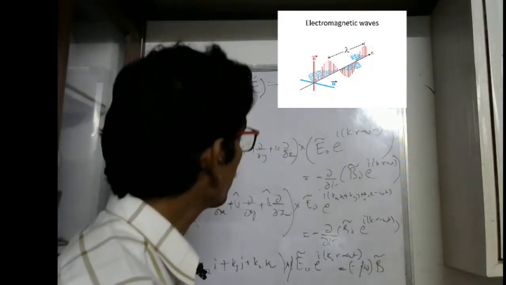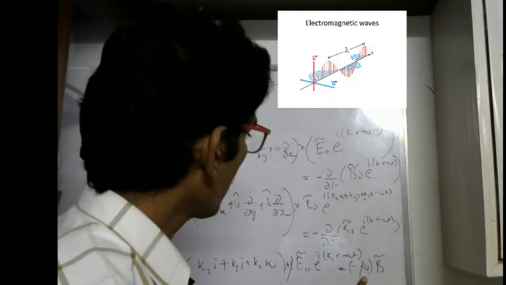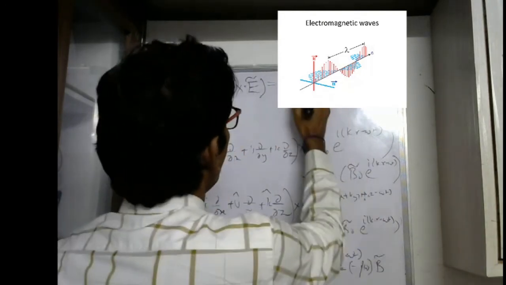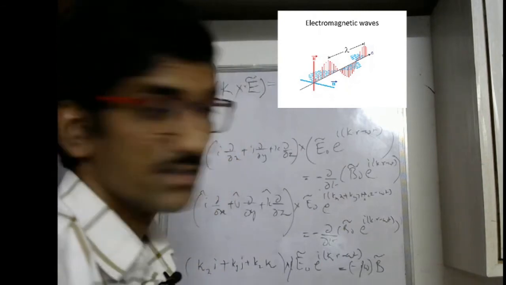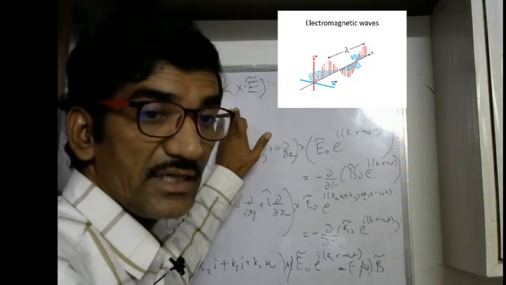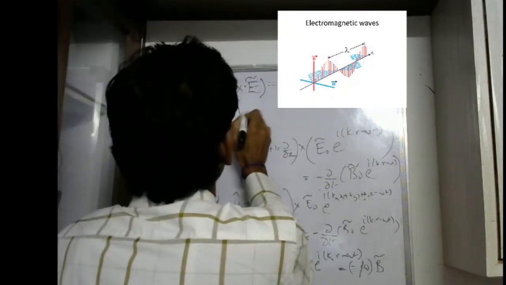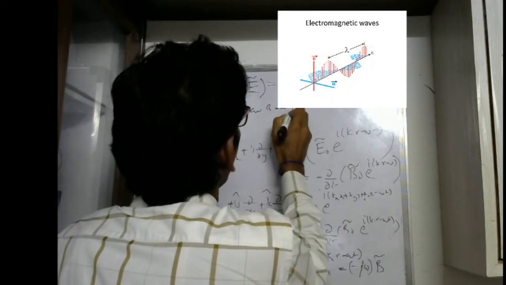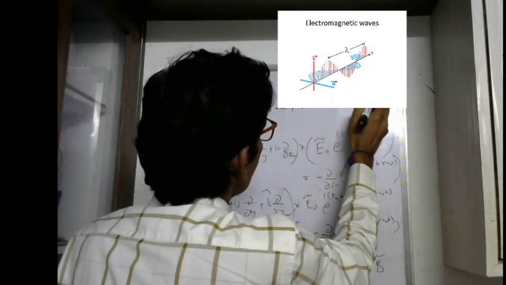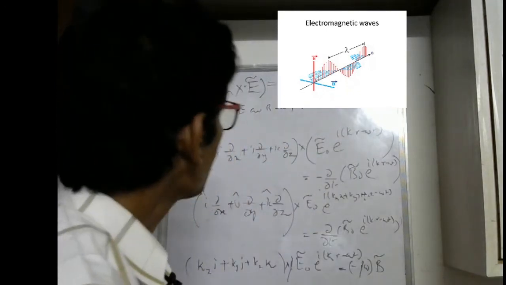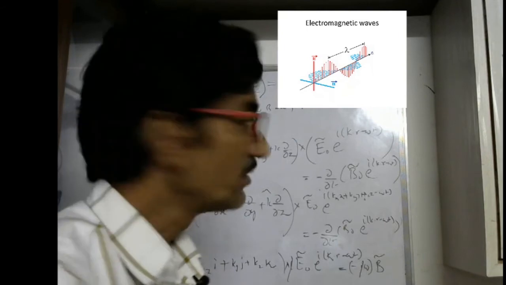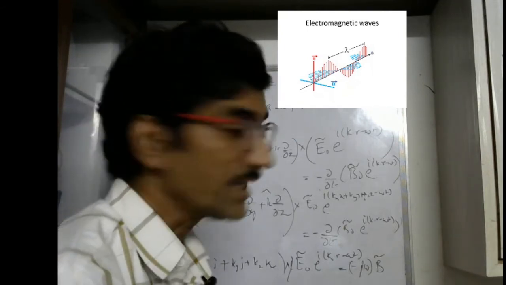So what is the conclusion from this? On this side you have one more thing, minus omega B vector. Okay, minus omega B vector, right? What is the meaning of this? E and B are perpendicular. Therefore, E and B are perpendicular to each other, and also perpendicular to k. Okay, right.